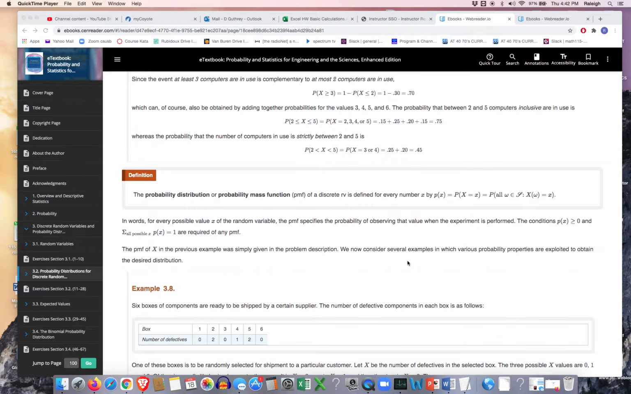The probability distribution, sometimes known as the probability mass function, of a discrete random variable, RV, is defined for every number x by p of x, which is the probability the random variable is equal to a particular value of x.